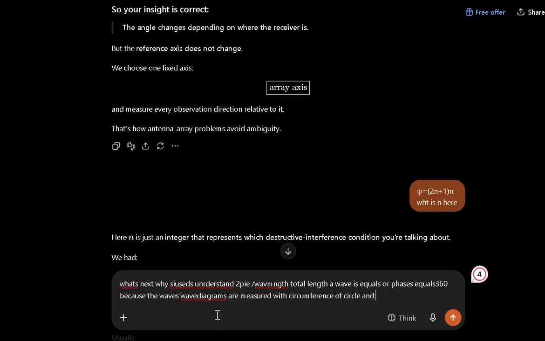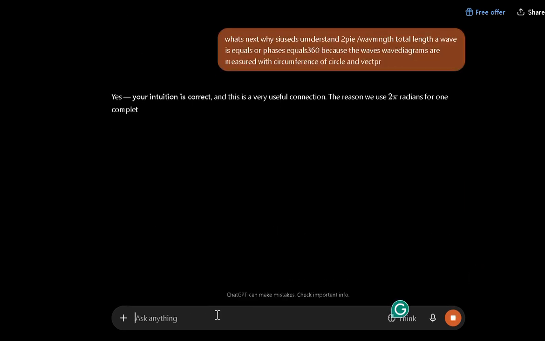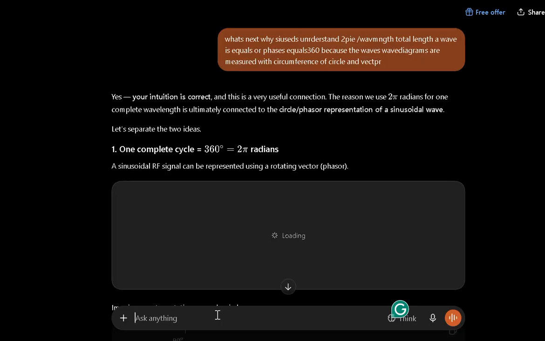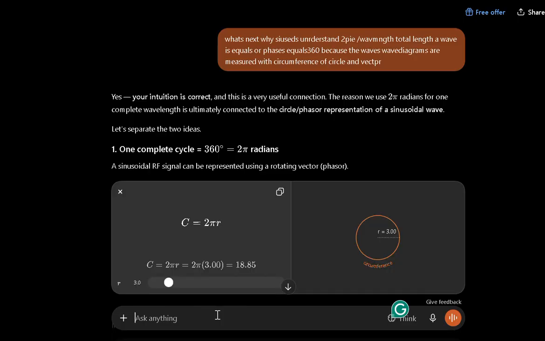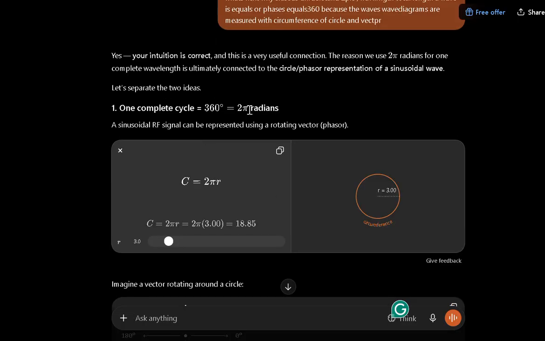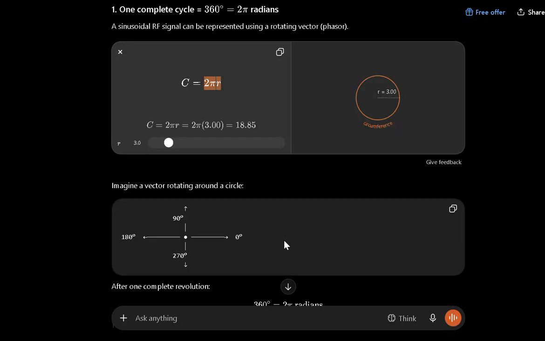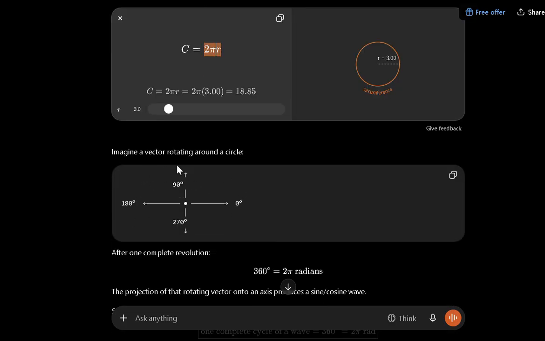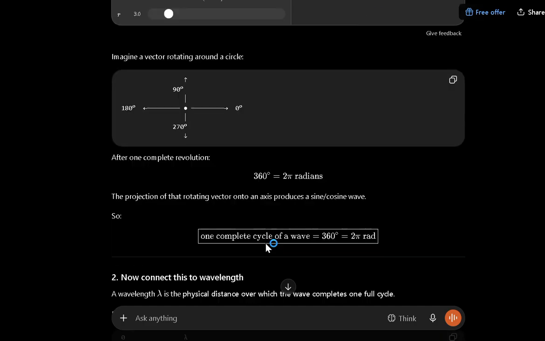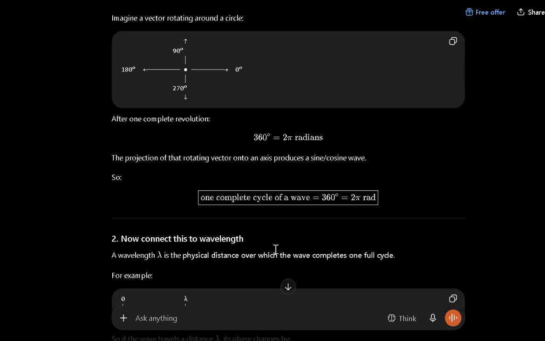Yes, we're introducing phasors, but this is a very useful connection. The reason we use phasors for complete waves ultimately connects to the circle representation of a sinusoid. One complete cycle equals 2 pi radians. So one complete cycle means, like I am showing, this is one complete cycle. After one complete revolution, 360 degrees, the phasor's projection and the sinusoid are both back at the same point.